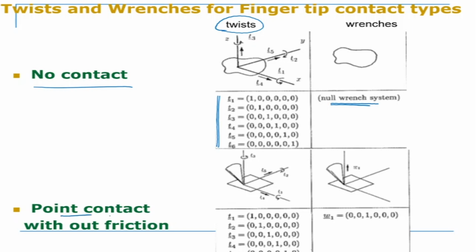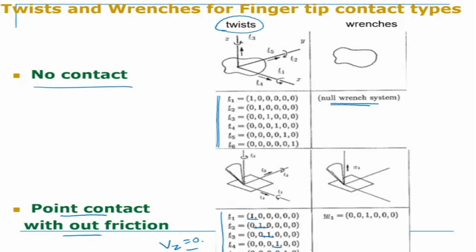When you have point contact with friction, then we can have twists which are here. Only one twist is constrained, the one in the z direction, this direction. Why? Because you can't move in that direction. It is constrained because there is an object there. So only the Vz you don't have, the other ones you have: omega x, omega y, omega z, Vx and Vy. Vz you don't have, and that is equal to 0.